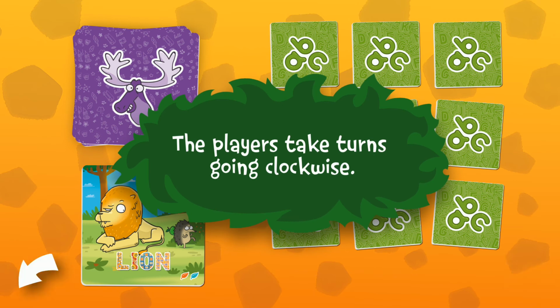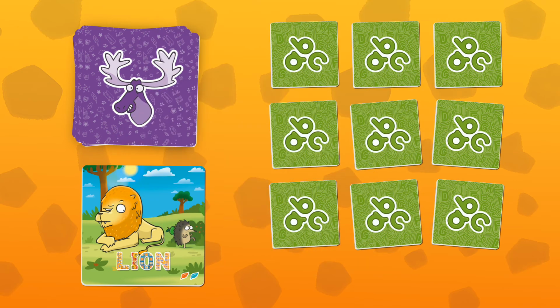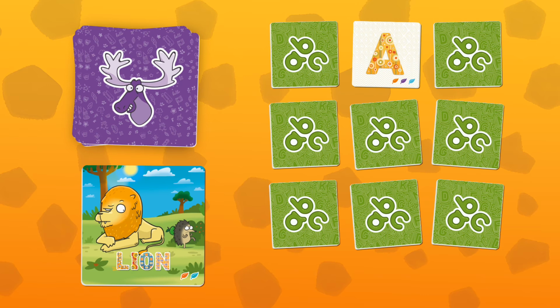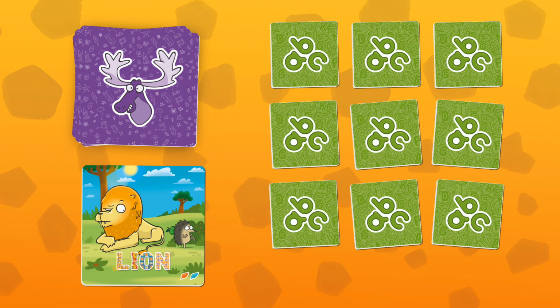The players take turns going clockwise. Each player opens one letter in turn. If the letter can't be found in the animal's name, the player puts the card back face down, leaving it in the same spot. The players try to remember what letter it was, as it will come in handy in subsequent rounds. The turn is passed to the next player.